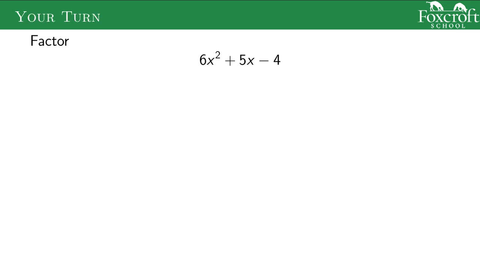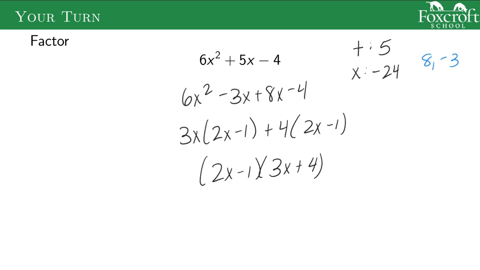All right, so here's one for you to try on your own. 6x squared plus 5x minus 4. It might take a little bit of time, just make sure you're doing the steps correctly. All right, find that perfect pair, do the splitting method, and get your final answer. All right, so go ahead and try that one. I'll show you the answer in 3, 2, 1.